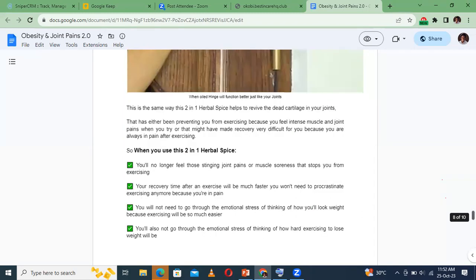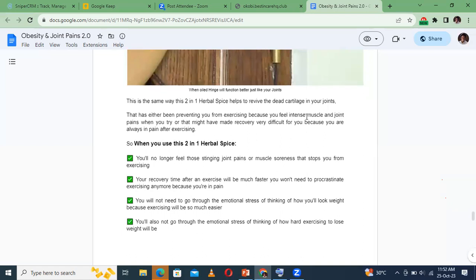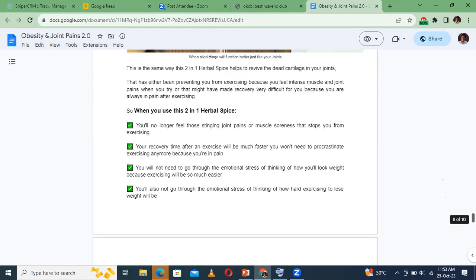So let's continue. That has been preventing you from exercising because you feel intense muscle and joint pain when you try, or that might have made recovery very difficult for you because you are always in pain after exercising. I should have added a comma there. So when you use this 2-in-1 herbal spice, you no longer feel those stinging joint pain or muscle soreness that stops you from exercising. Your recovery time after an exercise will be much faster. You won't need to procrastinate exercising anymore because you're in pain.